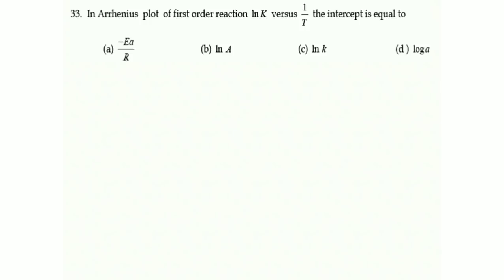33. In an Arrhenius plot, first order reactions. Remember, this plot is given in the textbook also, hence you have to go through the textbook, it is very important. In this particular case, if you write the Arrhenius equation, it becomes ln K is equal to -Ea/RT plus ln A. So y is equal to mx plus c. If I apply this, you are going to get the slope as -Ea/R, with 1/T on the x-axis.